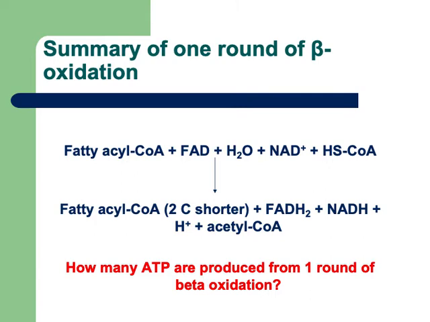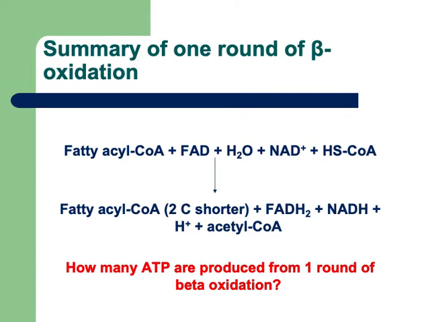This is the equation, again, of the reactants or the substrates involved in beta oxidation and the products of beta oxidation for 1 round of beta oxidation. A question that is really important and which you need to know for the test is how many ATP are produced from 1 round of beta oxidation.